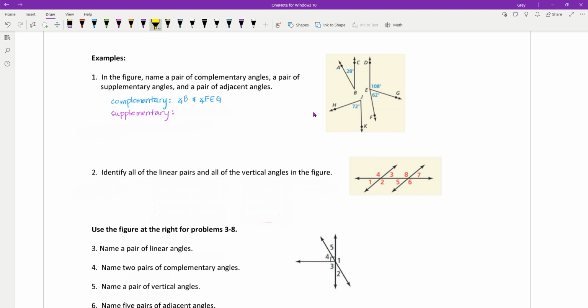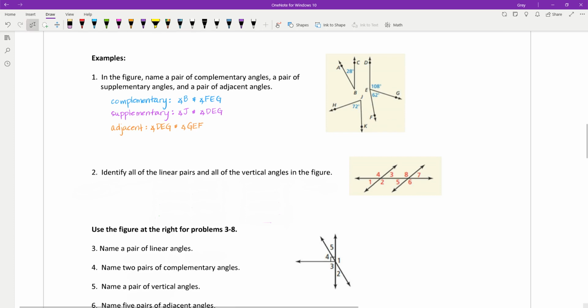So 180 degrees would be 108 and 72, and that's going to be angle J and DEG. And then last, I just need a pair of adjacent angles. And adjacent angles would be these two here because they have a common side, and that's all they need. It's just a common side. I was thinking of linear pair. So that would be DEG and GEF, angle GEF.